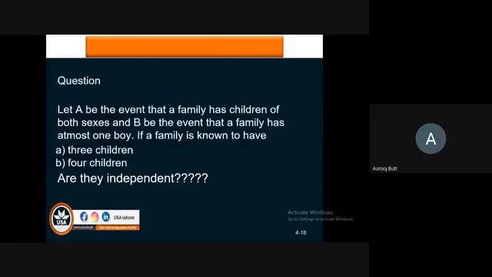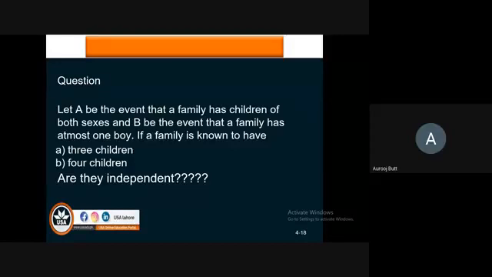Coming towards the next question: let A be the event that a family has children of both sexes, and B be the event that a family has at most one boy. If a family is known to have 3 children, or if a family is known to have 4 children, are they independent or not? So simply they have defined the events as an event A and as an event B.